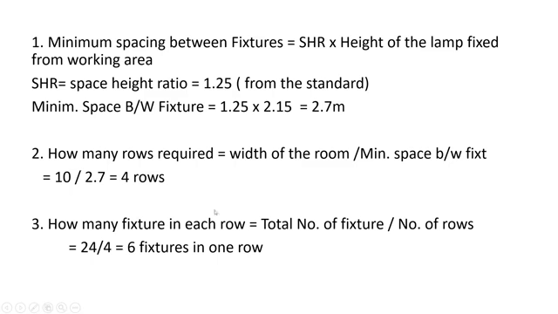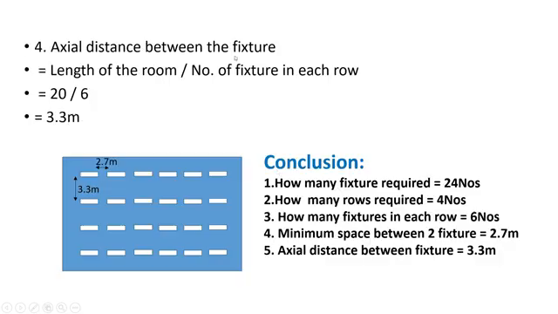Okay. And the third question, how many fixtures in each row? The number of fixtures we connect in each row equals total number of fixtures divided by number of rows. The total number of fixtures calculated is 24 and the number of rows is 4. So a total of 6 fixtures we have to connect in each row. And the final axial distance between each fixture equals length of the room divided by number of fixtures in each row. The length of the room is 20 meters divided by 6 fixtures in each row. So we get 3.3 meters.